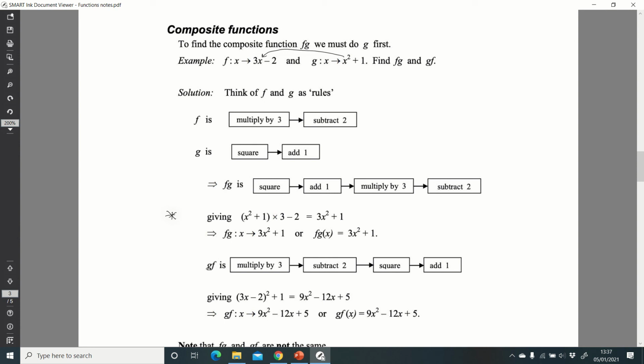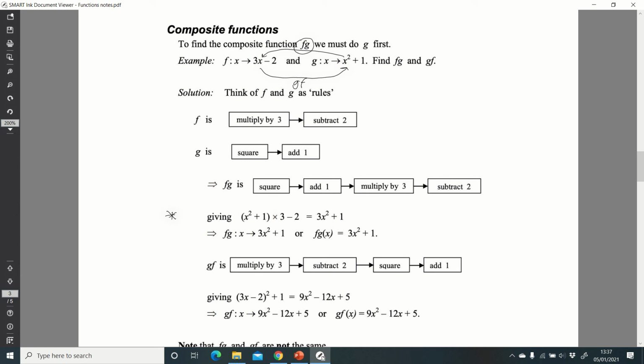g of f is the other way around. Okay, so g of f means that you start with the function of g and you substitute f in. So this time, I'm going to put that one in there. So I would be doing it that way around for g of f, and this way around for f of g.